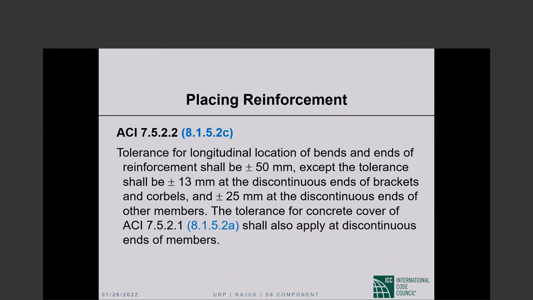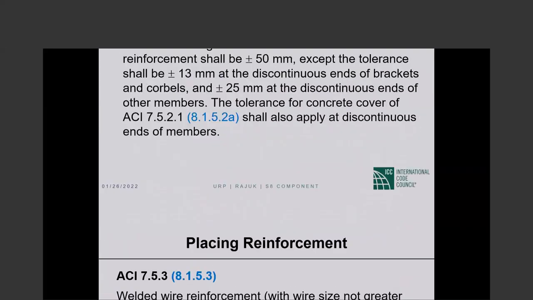So tolerances for longitudinal location of bends and ends of reinforcement. Tolerance for longitudinal location of bends and ends of reinforcement shall be plus minus 2 inches, plus minus 50 millimeters, except the tolerance shall be plus minus 13 millimeters at the discontinuous ends of brackets and corbels, and plus minus 25 at the discontinuous ends of other members. So pretty clear cut. You just have to read it once or twice. The tolerance for concrete cover shall also apply at discontinuous ends of members. So the side cover at the discontinuous end will be the same as the cover that we talked about.